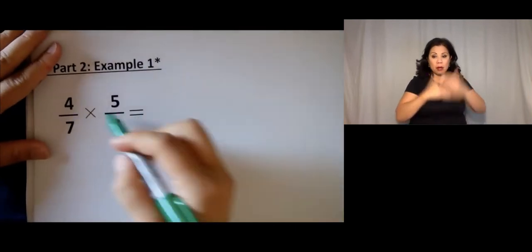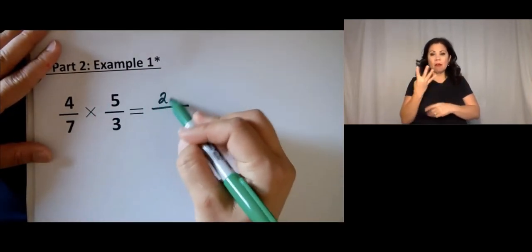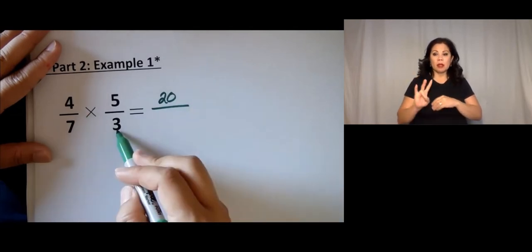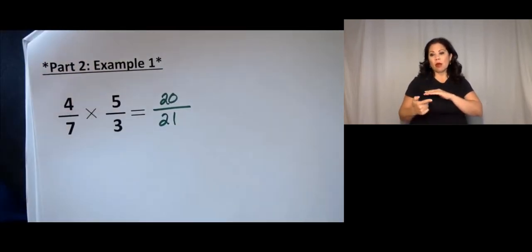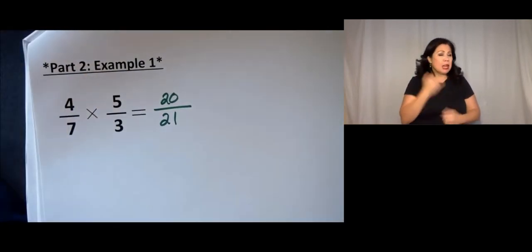All right, step one was to multiply across. 4 times 5 is what? 20. 7 times 3 is 21. So I got to multiply across. Okay. So I'm not sure if this is my answer. My third step is to simplify.